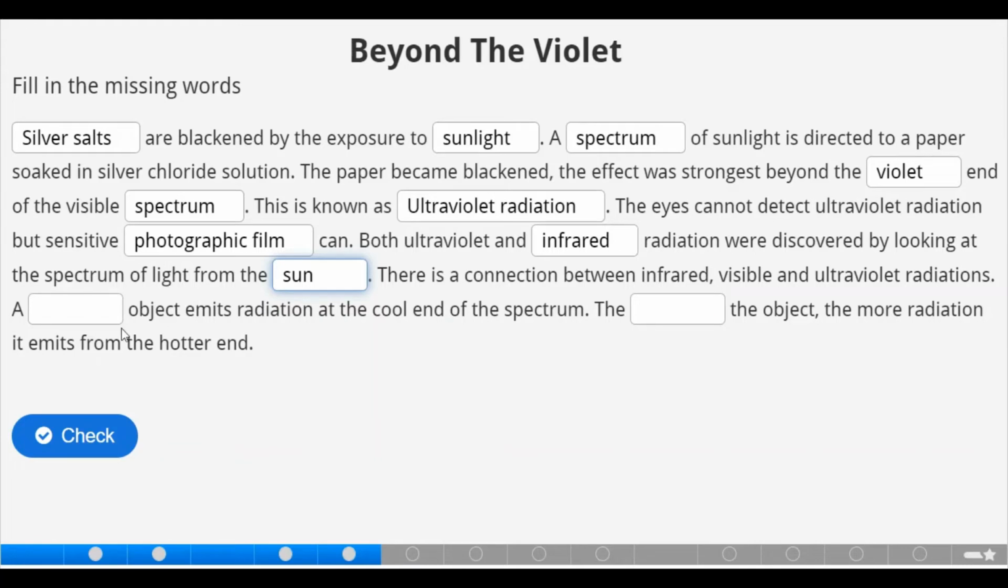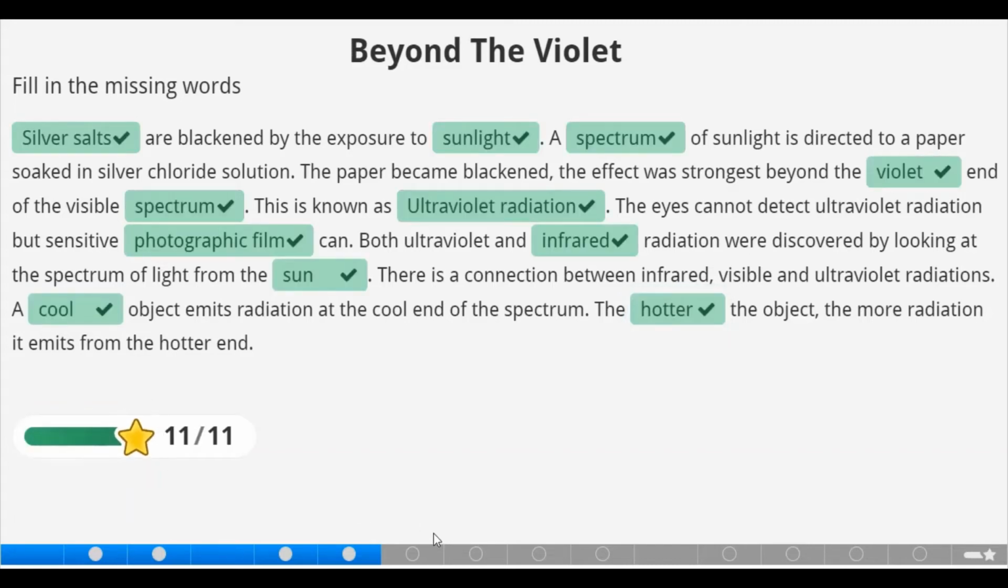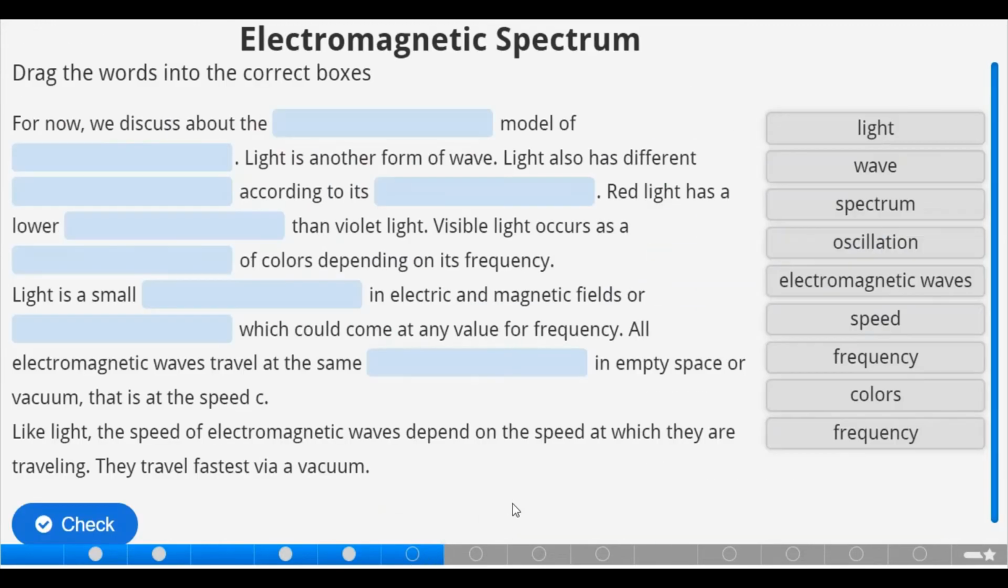A cool object emits radiation at the cool end of the spectrum. The hotter the object, the more radiation it emits from the outer end. We check. That's awesome. Now, let's go back to electromagnetic radiation.